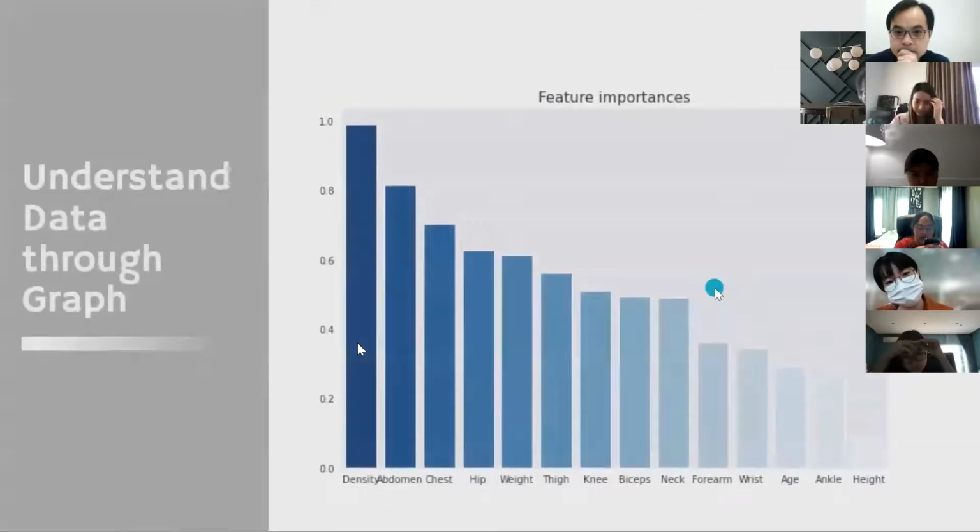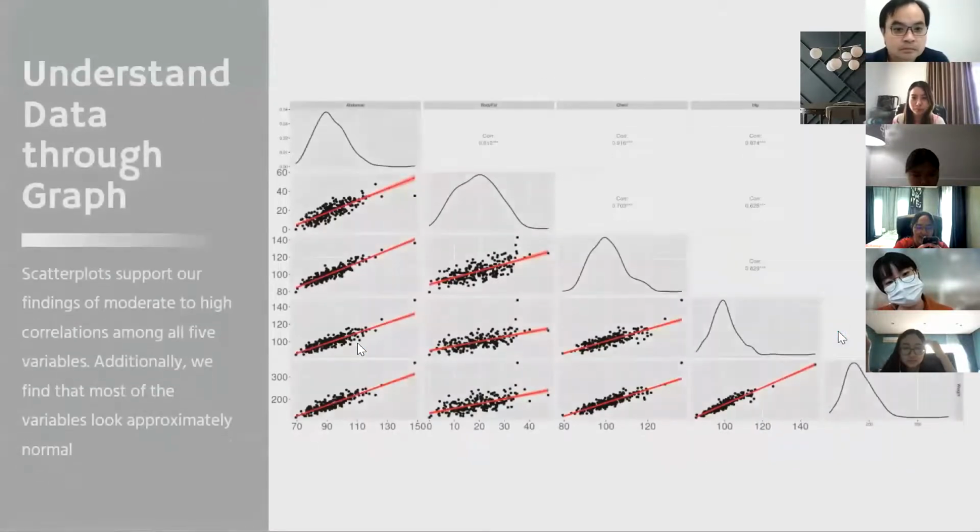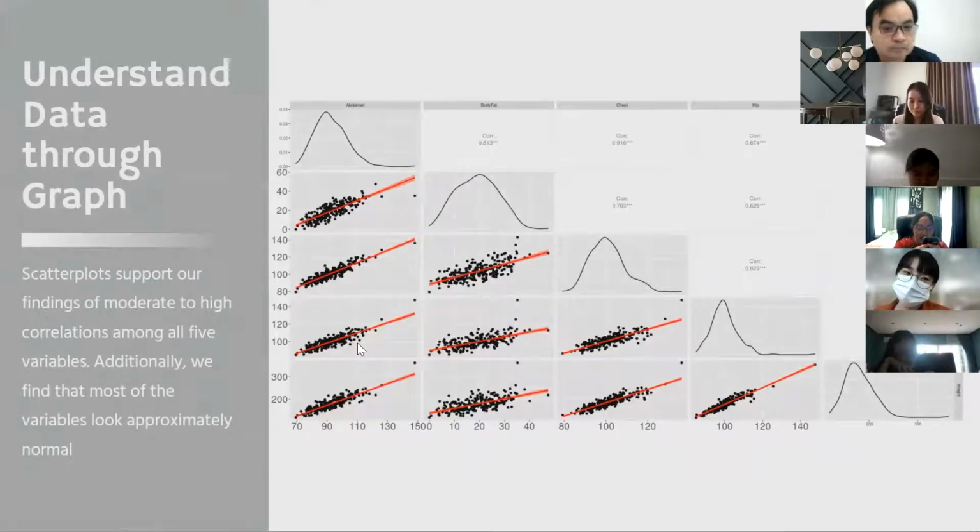So in terms of importance, we can see density is the highest, but we're not gonna use it. So we're gonna use, not the density, the other top 5 for our regressions, and then we put it into a scatter plot. So using a scatter plot supports my finding of high correlation among the 5 variables, and additionally, I know the graph is normal.